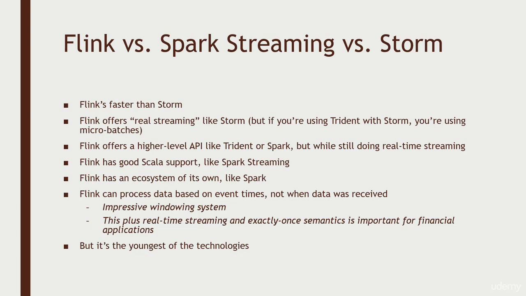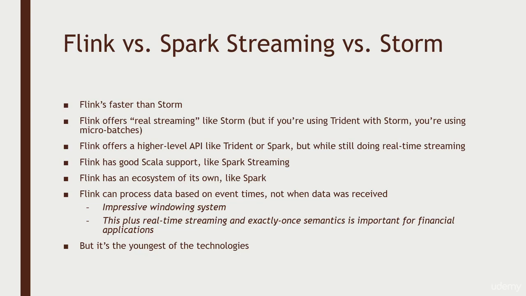Another important thing about Flink is that it can process data based on event times and not when the data is received. And again, if you're dealing with really important data like financial transactions, that is important. Sometimes you can have weird failure modes downstream from you where some bit of data or some stock trade might get delayed for hours or days before it actually hits your system. And you want to make sure that that gets applied in the correct order relative to other events, even if they arrived out of order to your cluster.